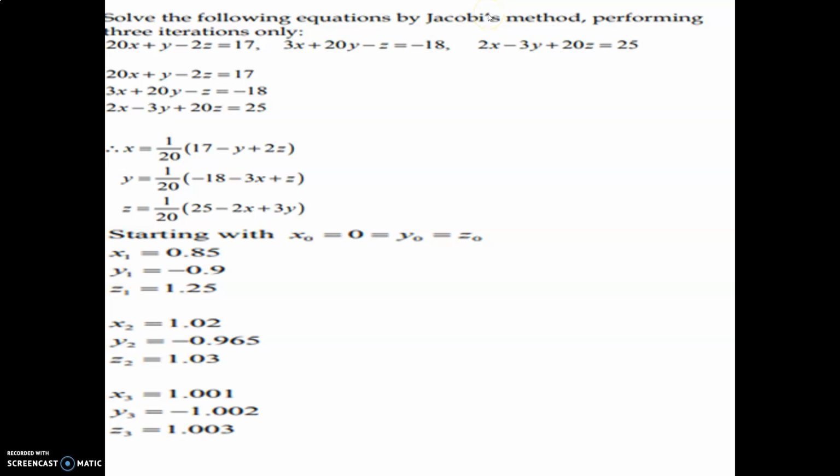Solve the following equations by Jacobi's method performing the 3 iterations only: 20x plus y minus 2z equal to 17, 3x plus 20y minus z equal to minus 18, 2x minus 3y plus 20z equal to 25.